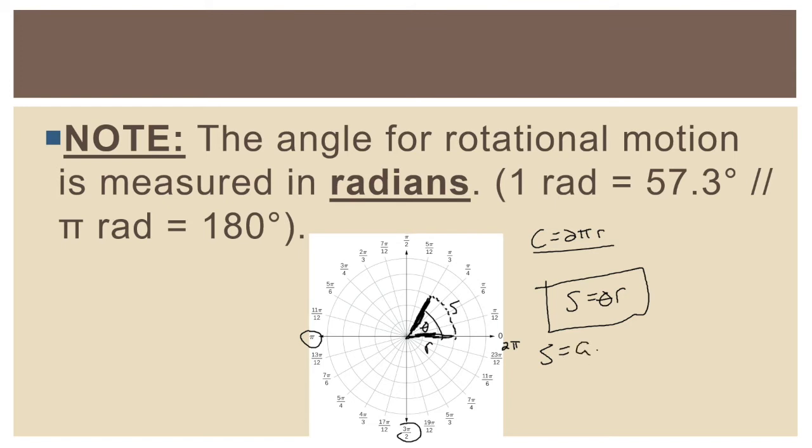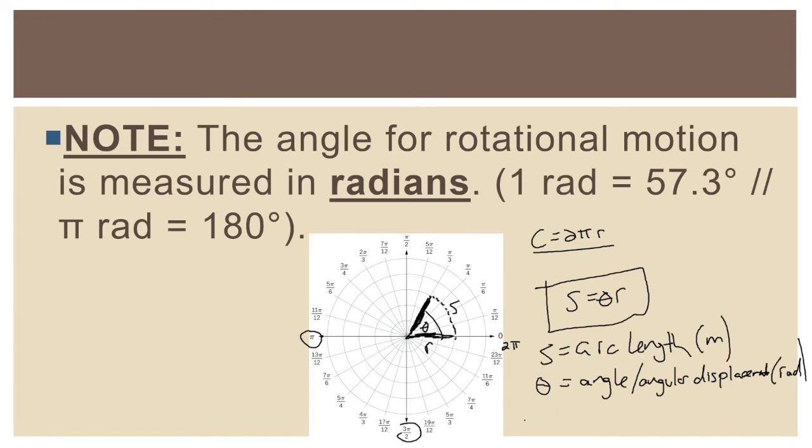S here is going to be the arc length, measured in meters. Theta is the angle, or I should really say the angle / angular displacement, measured in radians, abbreviated rad. And r is going to be the radius, measured in meters. Take a second to pause this video here and write that down. And when you hit play, we'll move on.